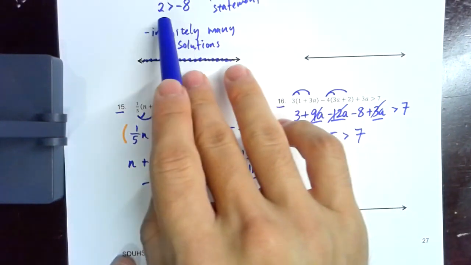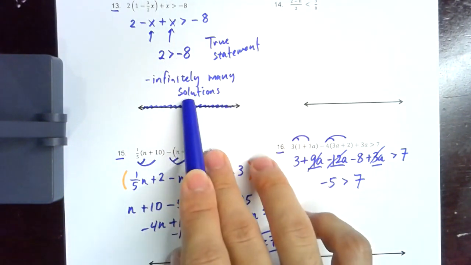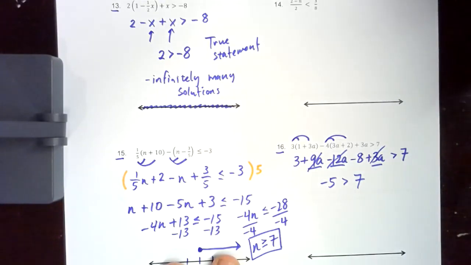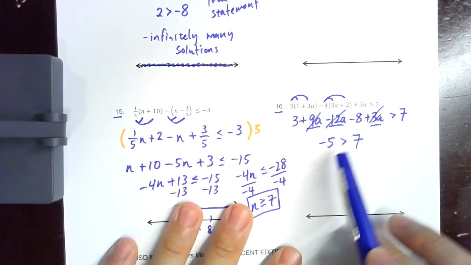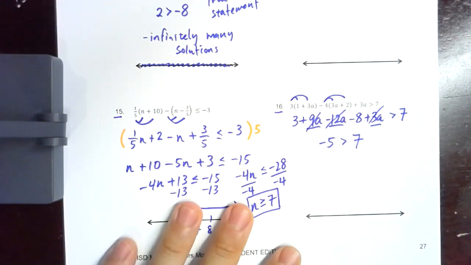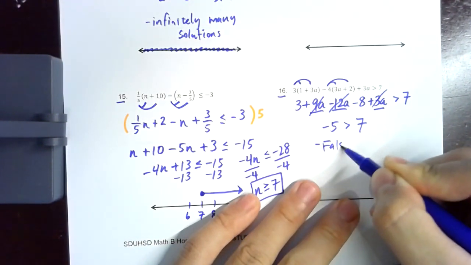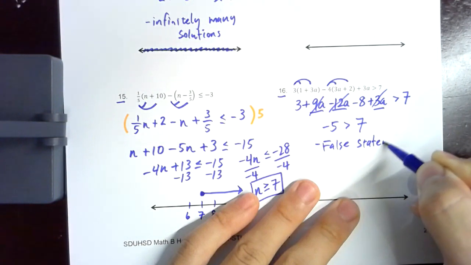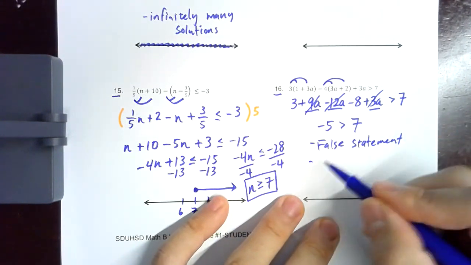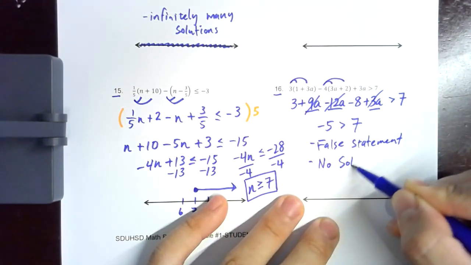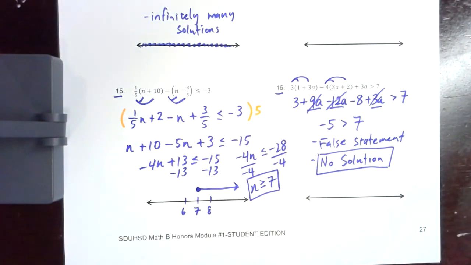So in 13, we saw a statement that was always true. So this is a true statement. So it was infinitely many solutions. If you're given a statement where the variables cancel on the same side, right? And you're given a statement of negative 5 is greater than 7, well, this is a false statement, right? This is never true. Negative 5 will never be greater than 7. So for that reason, there is nothing you can plug in to X to make it true. This is no solution.